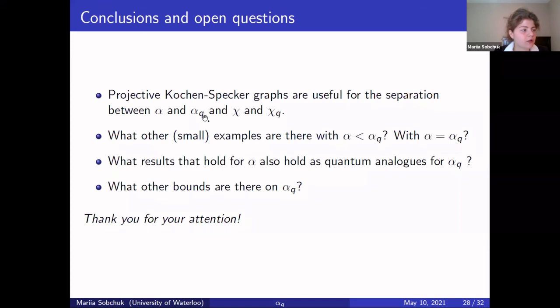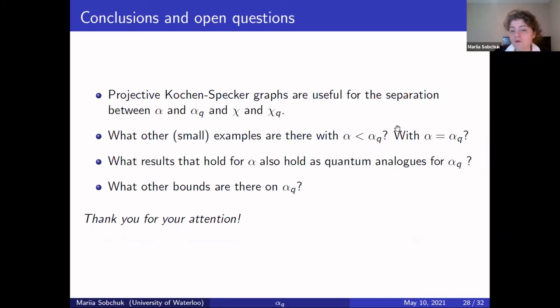Also, it would be nice to know what other examples exist with the separation between alpha and alpha q. Preferably small, because it's still not known if the graph on 24 vertices that Piovesan studied is the smallest one with the separation. So maybe somebody can find a smaller one, that would be good. In general, it's interesting to know about more infinite families or just other examples.